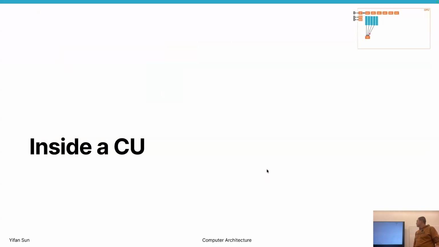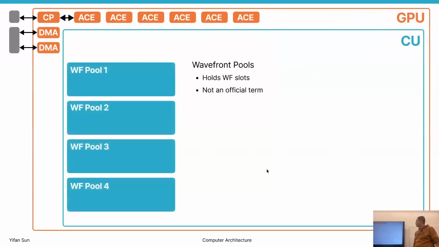Okay, so I think last time we stopped here. We want to talk about what happens in a compute unit. This is how the instructions are executed. So let's start from here.